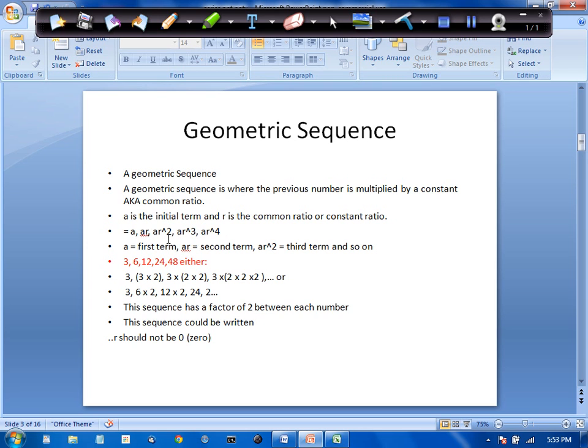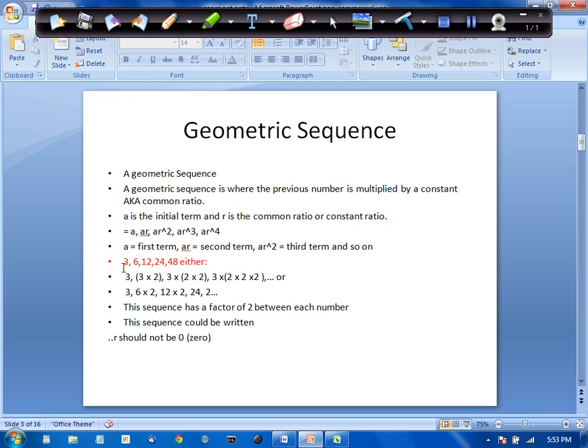But you may want to sum them up. Instead of the comma, you may want to say a plus ar plus ar raised to the second power, and so forth. And we're going to talk about a formula to do that. And we're also going to talk about how to figure out, if you have an equation for a sequence, how do you find the nth term? And the nth could be any number, any arbitrary number you define.